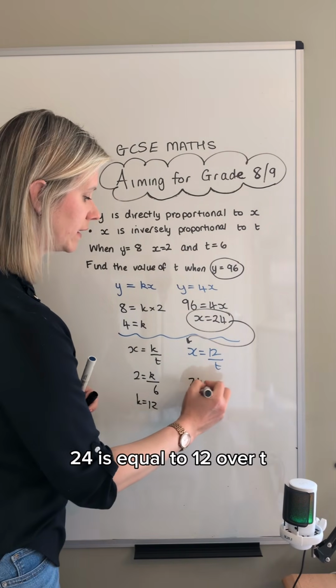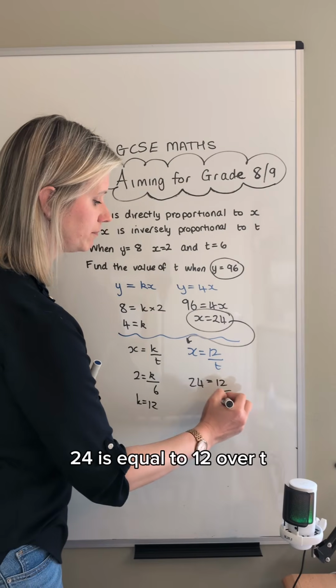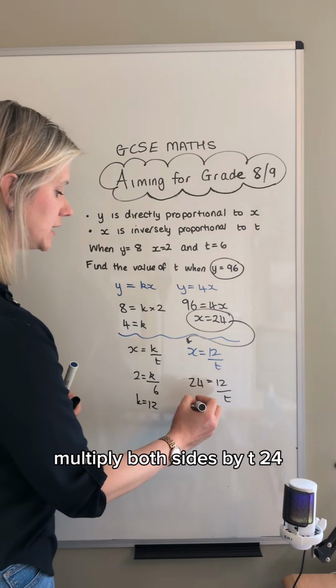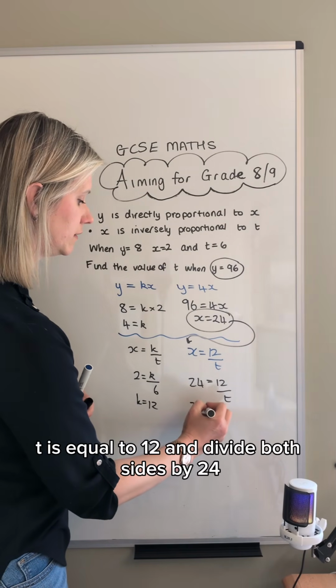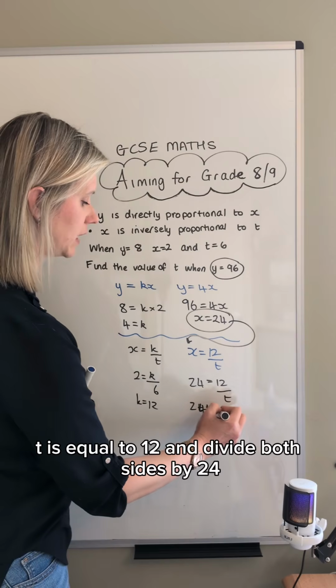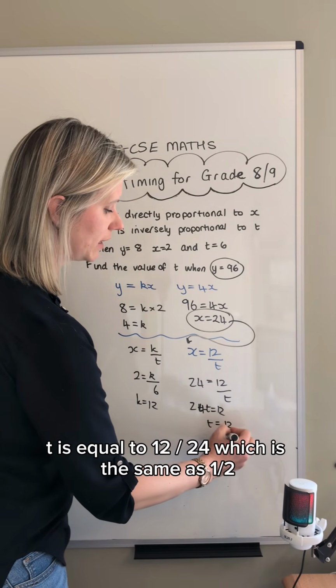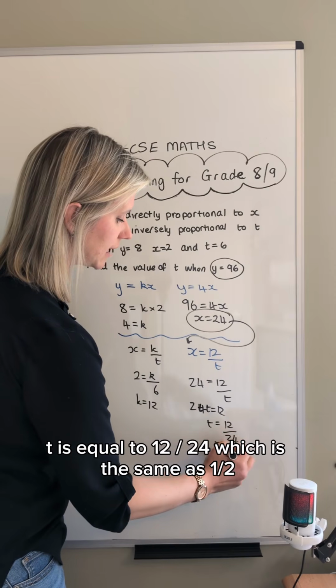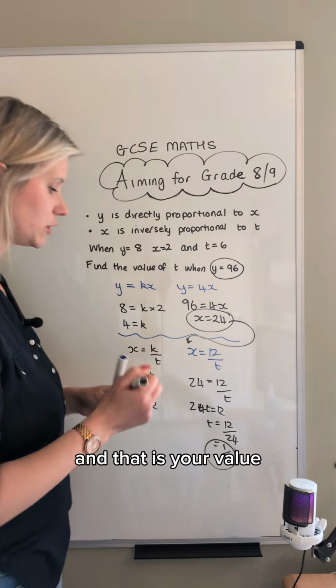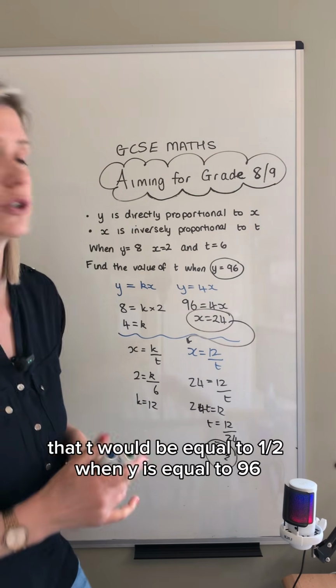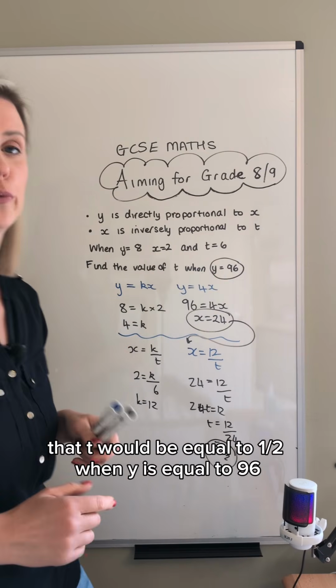24 is equal to 12 over T. Multiply both sides by T. 24T is equal to 12, and divide both sides by 24. T is equal to 12 divided by 24, which is the same as a half. And that is your value, that T would be equal to a half when Y is equal to 96.